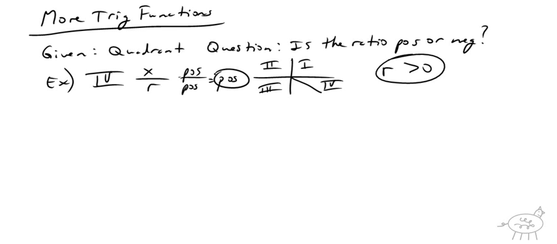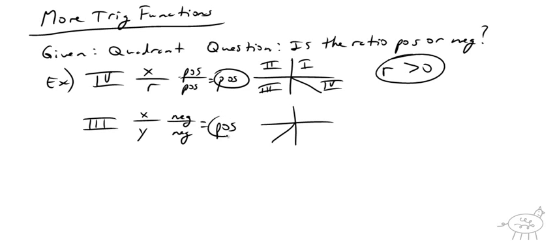It's positive. Here's another example. Quadrant 3, and I give you a ratio x over y. Well, look at quadrant 3. What do you know about quadrant 3? Isn't y negative because it's on the bottom, and x is on the left, so it's negative. So it's a negative over negative, and negative over negative is a positive.